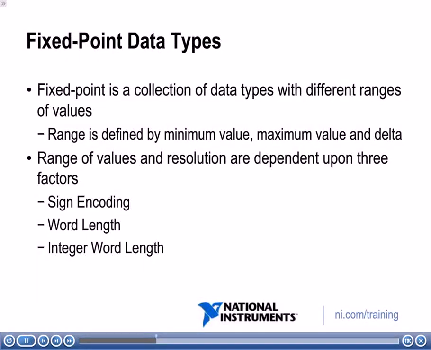Okay, let's talk about fixed point data types. A fixed point is a collection of data types with different ranges of values. These ranges are going to be defined by a minimum value, a maximum value, and a delta. And the way that those ranges are going to be determined is based on three different factors that we're going to talk about in the next slide. One is sign encoding, another is word length, and lastly there's integer word length. These three values are going to determine what the range of that fixed point data type is going to be.